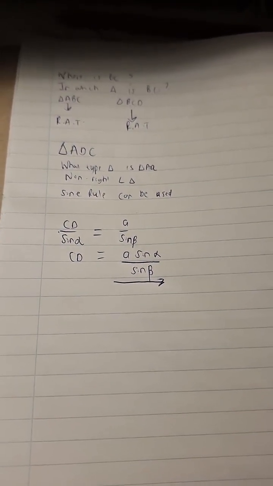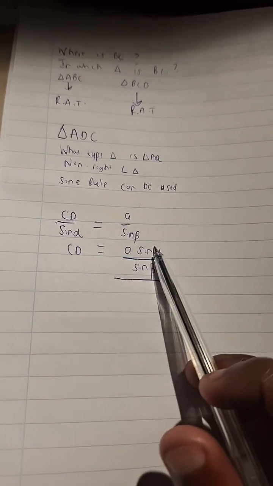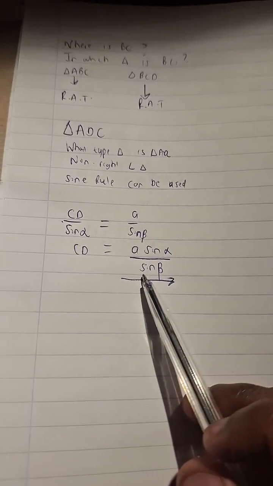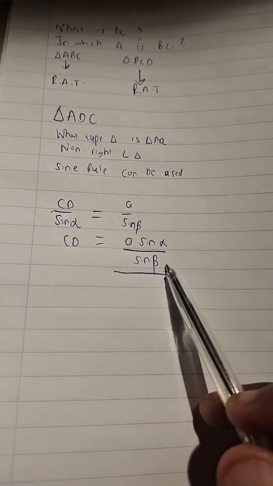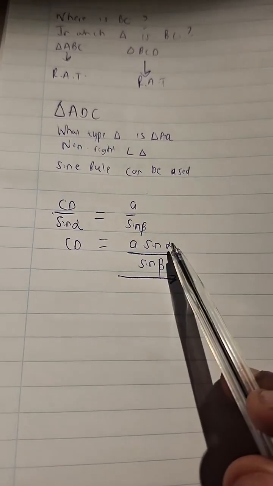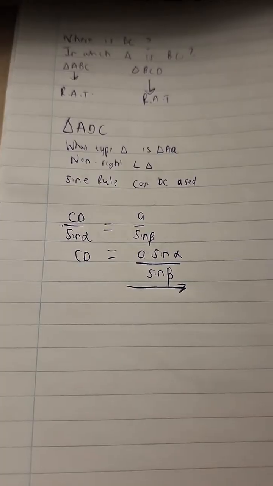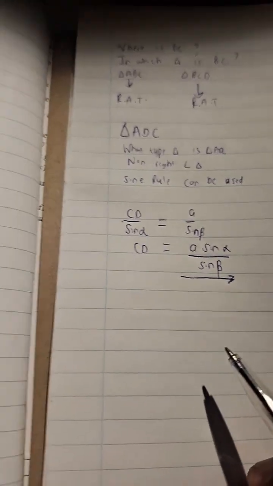CD, there it is. Now, those who think simplification can happen further, no, guys. We don't cancel the sine and the sine, because the angles are different. Please don't ever do that. We leave it like this. CD in terms of A, sine alpha, and sine beta. That is the length in terms of that. I would say we are one step closer. We have just found CD, the length. It is A sine alpha over sine beta.